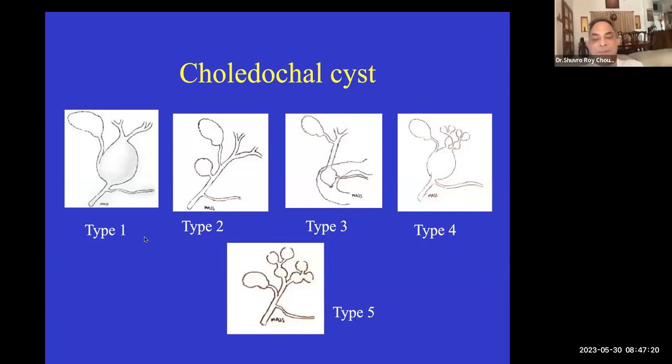So these 4 types of choledochal cysts, you guys know, right? The pictures are self-explanatory. Type 1. Type 2 is the saccular one. You need to know this. And of course, as you go further up into the intrahepatic bile duct, it becomes type 3, 4, and 5.